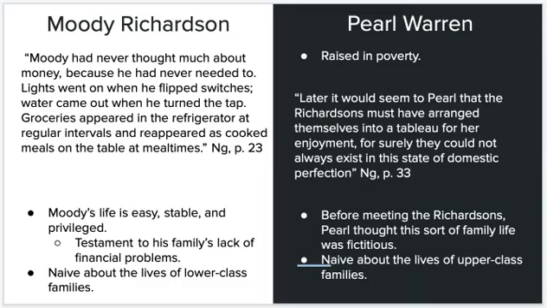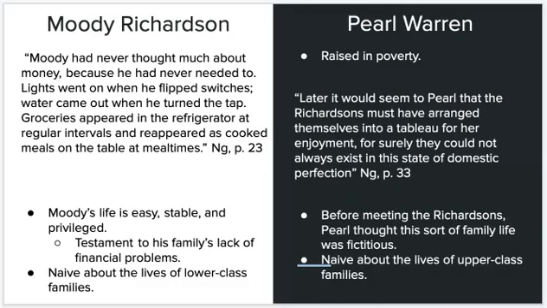Ng comments on the Richardsons' wealth when she writes, "Moody had never thought much about money because he had never needed to. Lights went on when he flipped switches. Water came out when he turned the tap. Groceries appeared in the refrigerator at regular intervals and reappeared as cooked meals on the table at mealtimes."